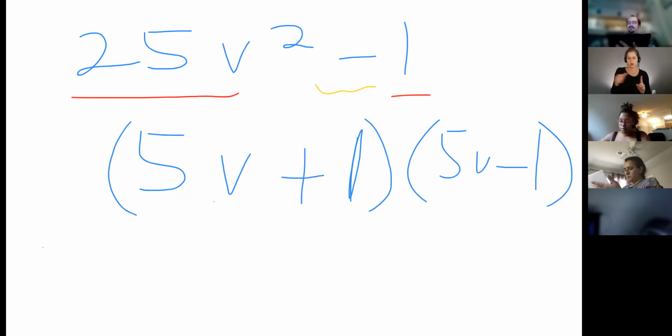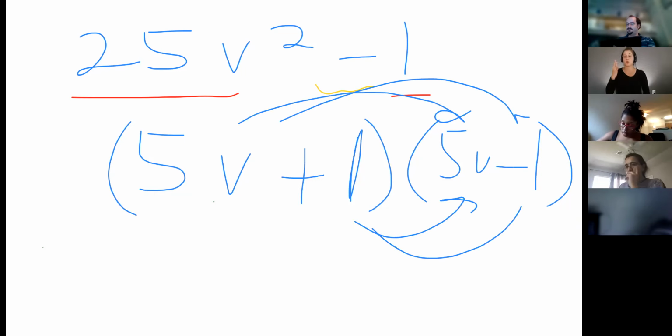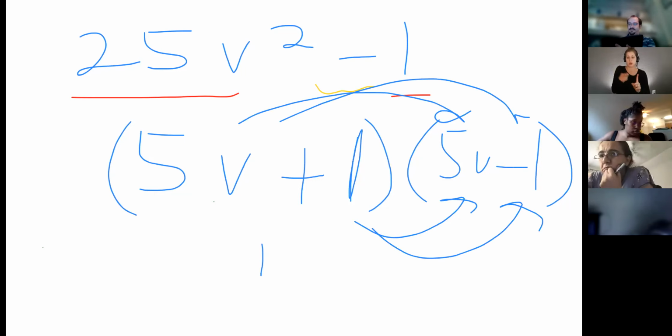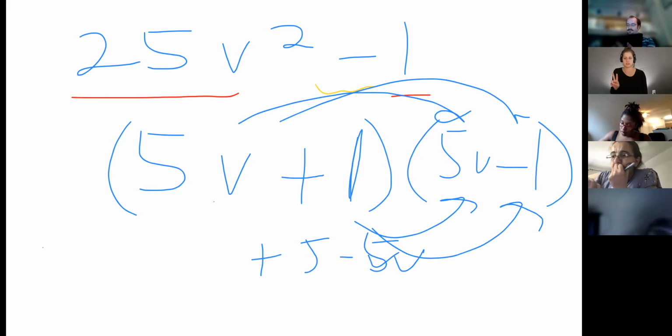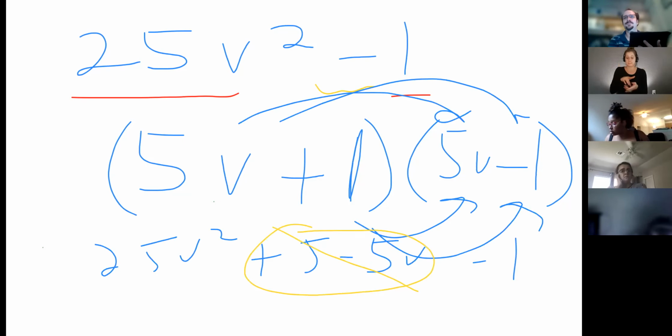So if we go back and do distribution to check this thing, you're going to notice plus 5v minus 5v in the middle. I think it's 25v squared here and then a minus 1. Basically, what ends up happening is this middle term cancels. That's why we only have 2 terms.